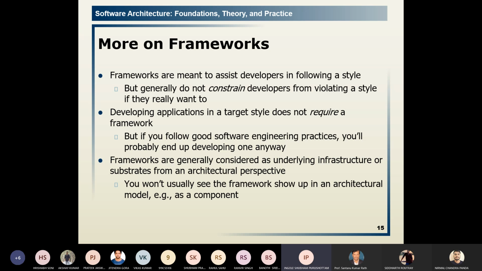Frameworks are generally considered as underlying infrastructure or substrates from an architecture's perspective. So you won't usually see the framework show up in an architectural model. Whenever you draw an architecture model, like in RStudio, where we drew it for the ATM, you usually don't see the framework. We don't see what framework we are using while drawing the architecture diagram.